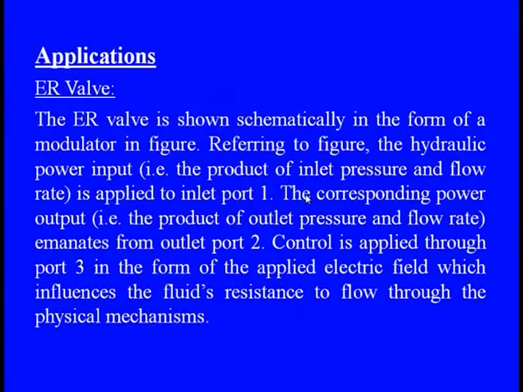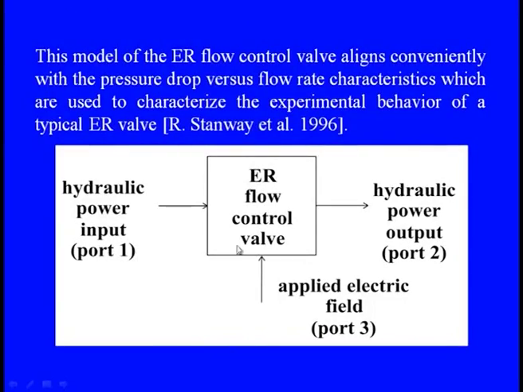When this happens, the hydraulic power input is applied at port 1, the corresponding power output, which is nothing but the product of outlet pressure and the flow rate, can be taken at port 2, and whatever control is required in the form of applied electric field, which influences the fluid resistance, can be acted on through the control unit. So this is a scheme in which the entire control features are there according to the required electric field.